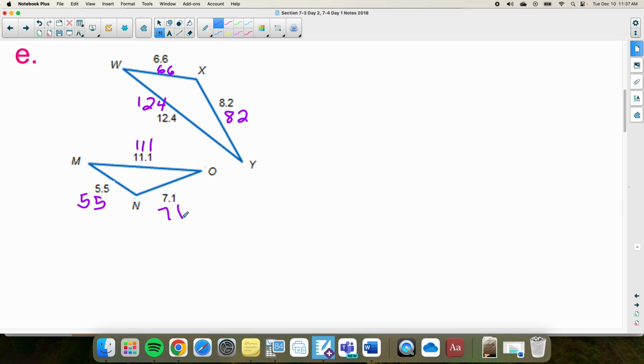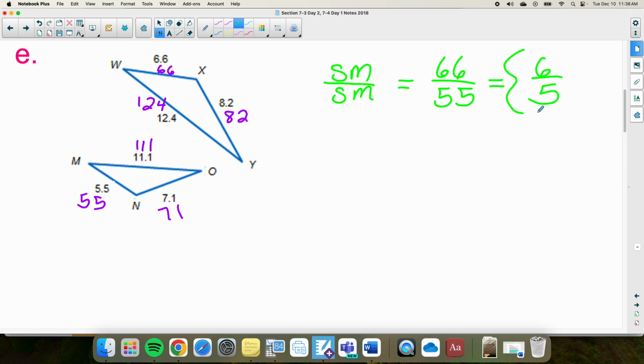So this one we're looking for side, side, side. The first thing I'm gonna do is check smallest side over smallest side. The smallest side here, I'm gonna use the 66. Smallest side here is 55. Now this one I can reduce in my head because 11 goes into both of those. 66 divided by 11 is 6. 55 divided by 11 is 5. So that is what that simplifies down to.